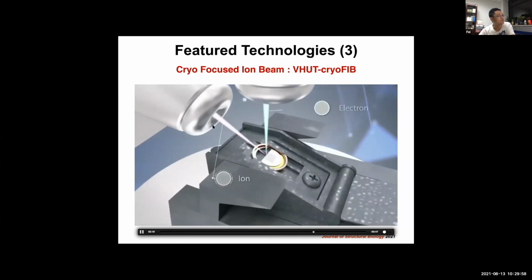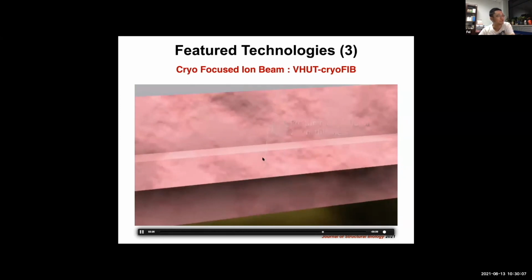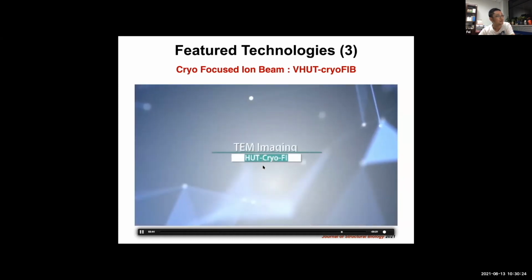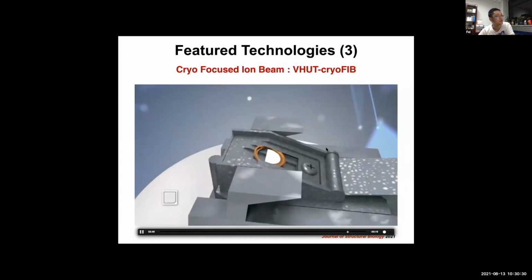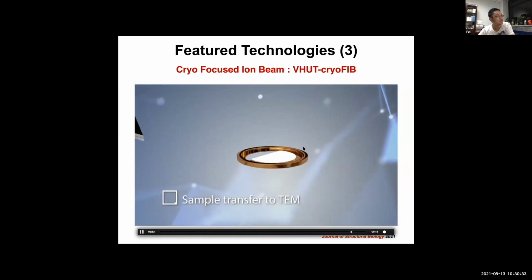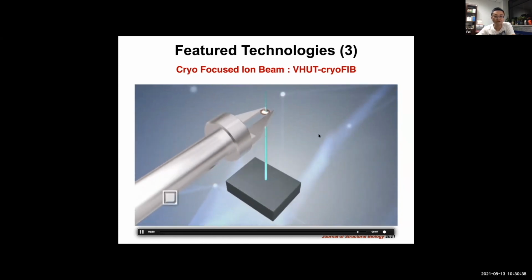So this is an electron beam and then the ion beam. And we use the cryo-focused ion beam to further trim the tissue block and to prepare the cryolamella with a thickness of about 200 nanometers. It's ready for cryo-EM imaging. And in the last step, we transfer the prepared cryolamella into the cryo-EM for data collection, especially tomography data collection. So this is the whole procedure.